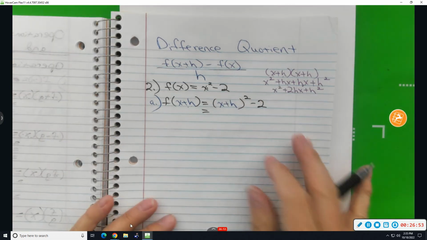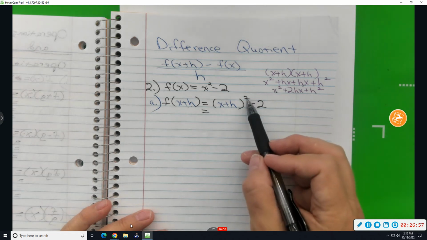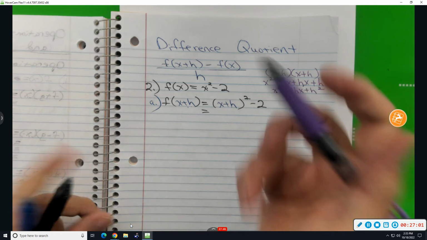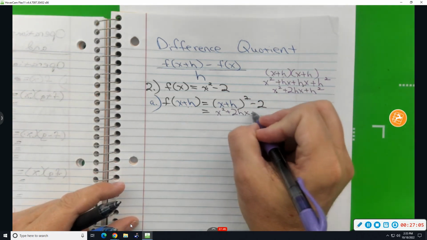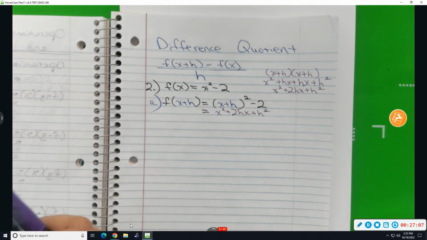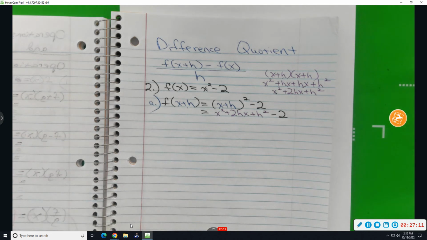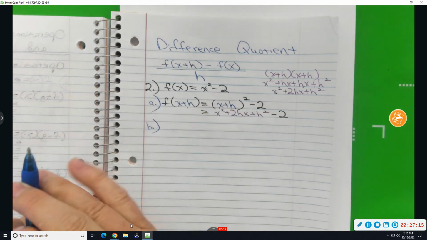Okay, so I'm going to replace the x plus h quantity squared with what we found here. X squared plus 2hx plus h squared, and I still have what stuck on there? The minus 2. Now, they want us to find... Well, we don't know that.